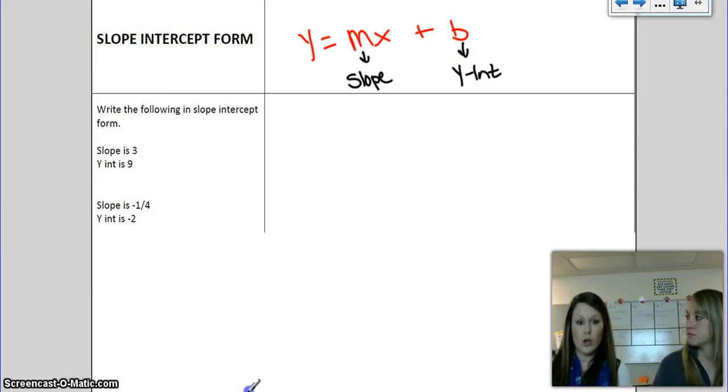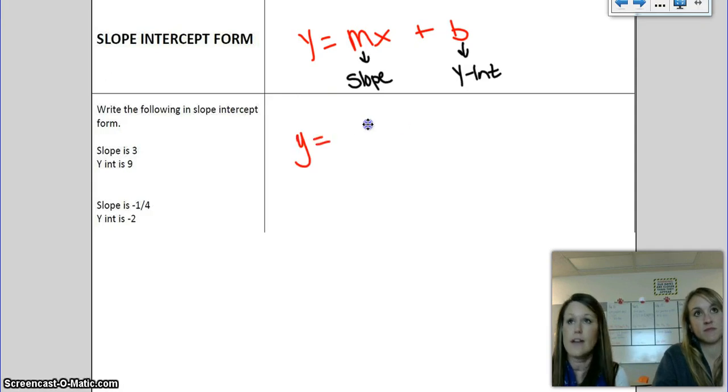So you're going to want to use this form of the equation if you are given those two things. So here we go. Write the following in slope-intercept form. Slope is 3, y-intercept is 9. So the first one's going to say y equals 3x plus 9.